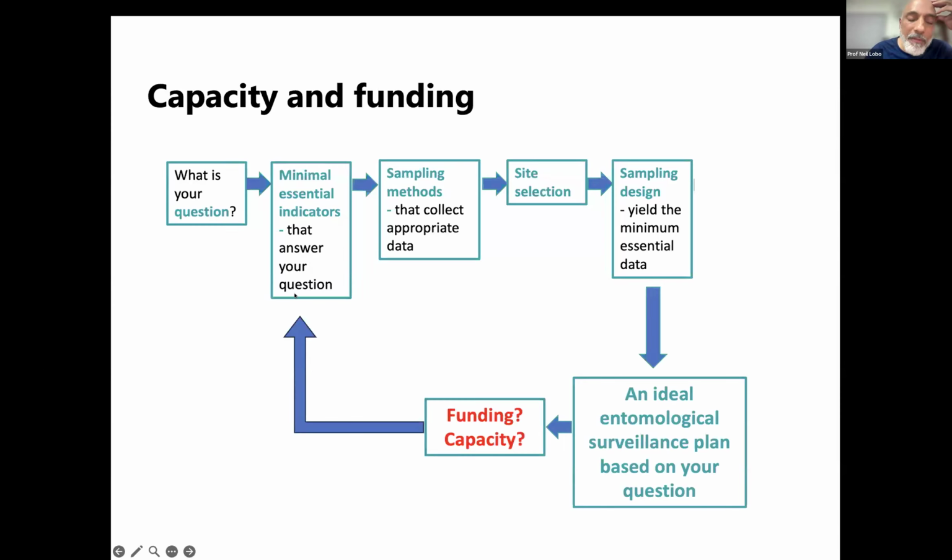Did we need every single one of those indicators to collect to answer our question? If we needed them, we keep them there. Then we look at the sampling methods. If we use 2 sampling methods, can one sampling method answer our question? Site selection would probably remain the same, but let's say we have 5 sites. Maybe we should reduce it to 2 sites to reduce the cost.